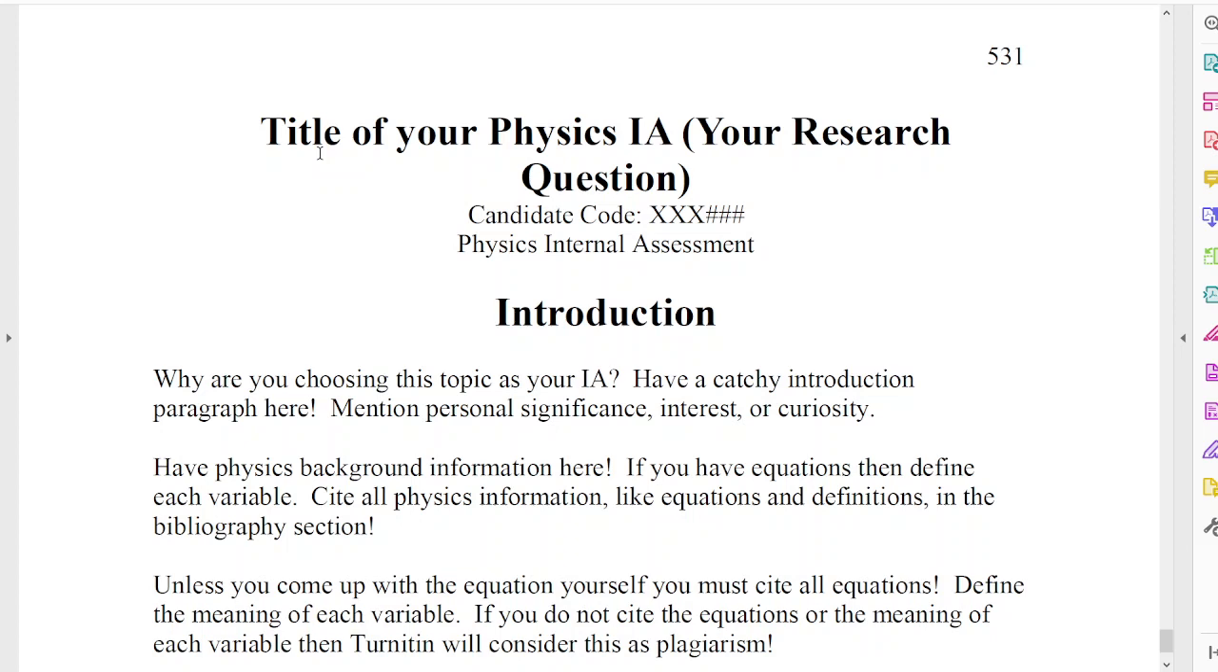The reason why your IA should be a research question is because it's easy for you and the reader to quickly identify what exactly you're trying to solve. You'll have your candidate code number and physics internal assessment. Okay. So this will be on your first page here.